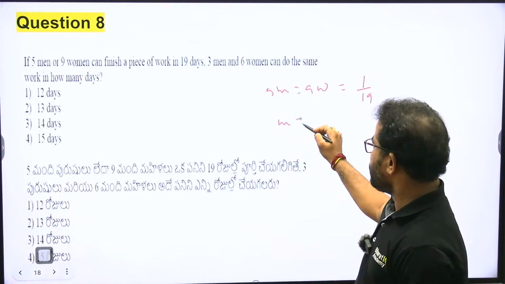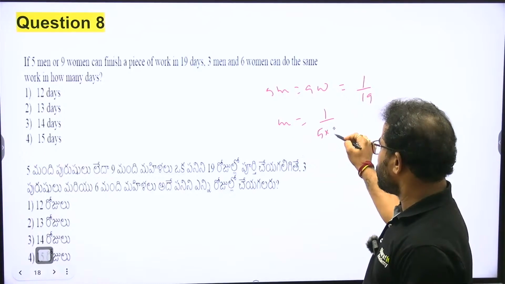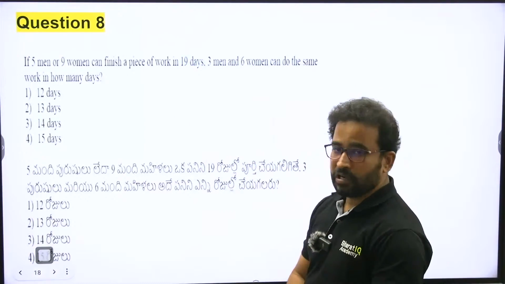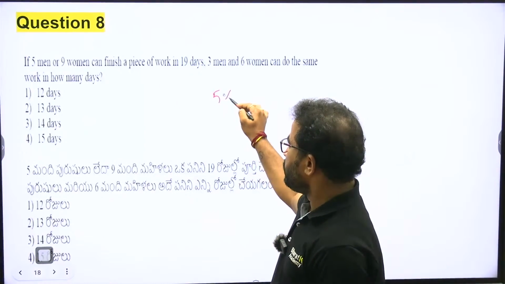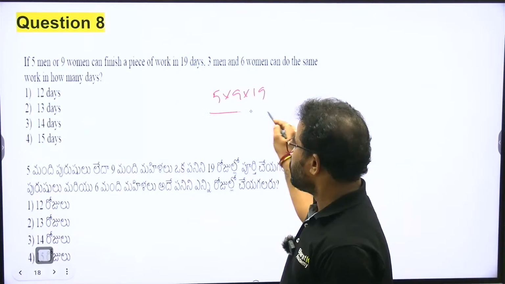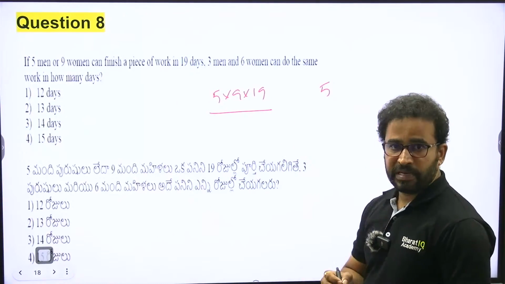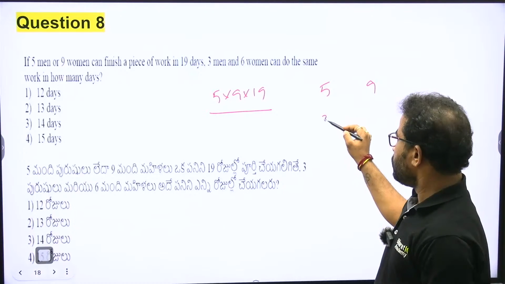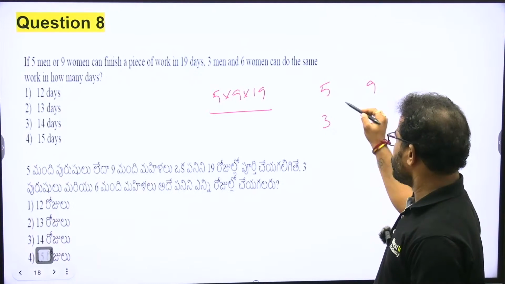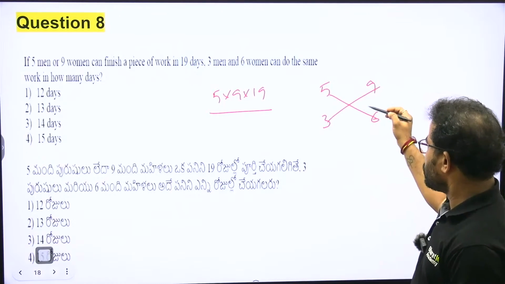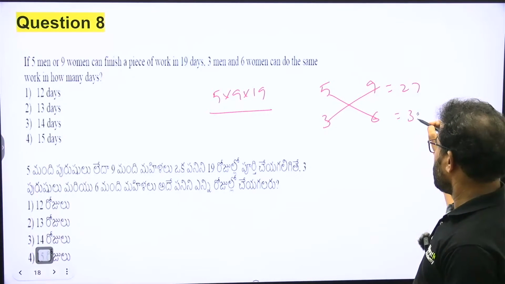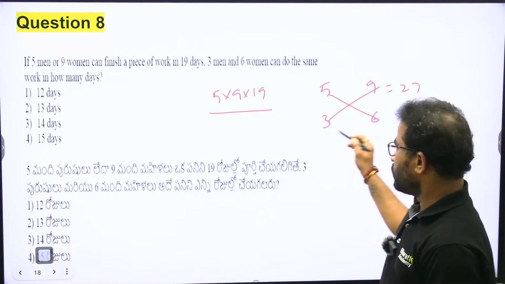Based on that, men capacity is equal to 1 by 5 into 19. Directly you can work this out: total work is equal to 5 into 9 into 19, divisible by, initially 5 men existed, later 9 women. Next, right now we are getting 3 men and 6 women. So the difference between these two: 9 3s is 27, 6 5s is 30. How much are we getting? This value is equal to 57.